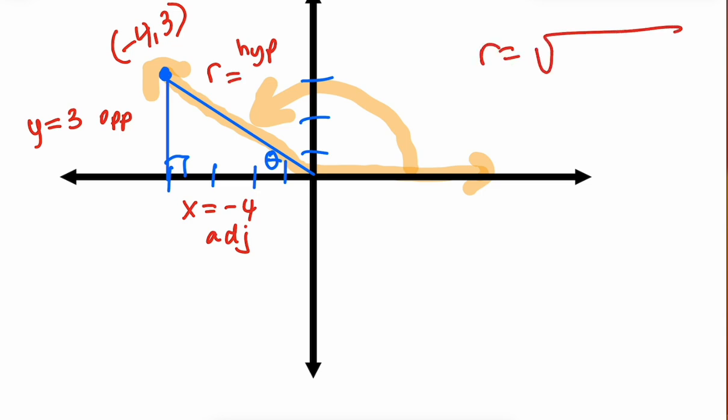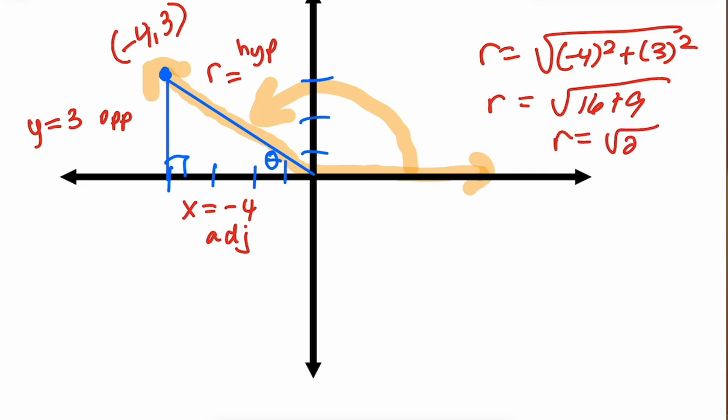So r is going to be the square root of x squared plus y squared. Just do the Pythagorean theorem. Make sure you put any negative values in parentheses, because that negative 4 will then become a positive 16. So that would be the square root of 16 plus 9, or the square root of 25. You might have already recognized that that's a 3, 4, 5 triangle. Our hypotenuse is always a positive value. So in this case, our hypotenuse is 5.